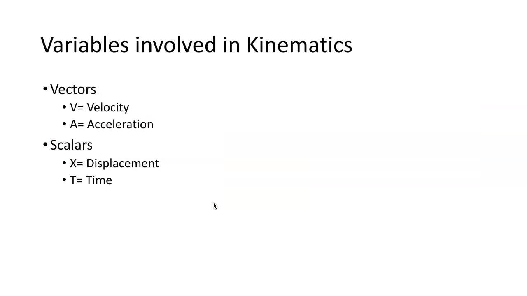So why does it matter? Why do vectors and scalars matter? Well, vectors and scalars describe some of the variables that we'll be looking at in kinematics. If we take a look here, velocity and acceleration, both of which we'll be discussing later, are vectors. So these variables have magnitude and direction. And scalars we will see through displacement and time. So displacement and time only have a magnitude value, but they're not associated with a certain direction.